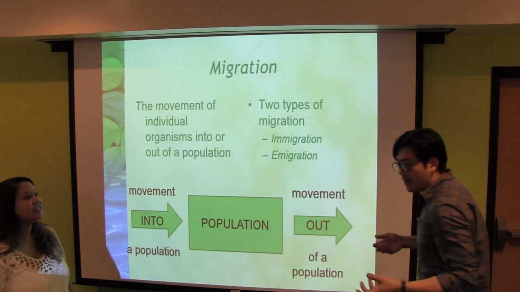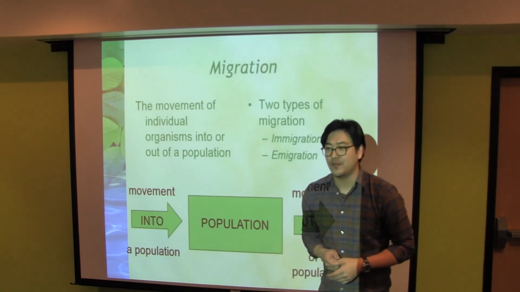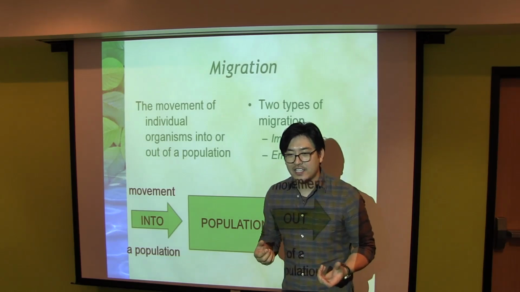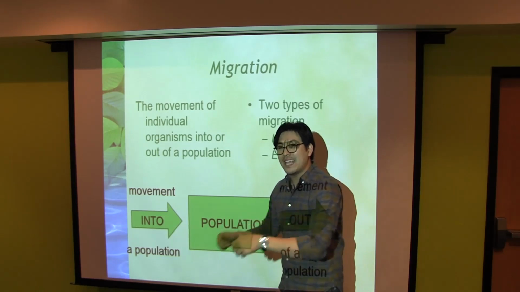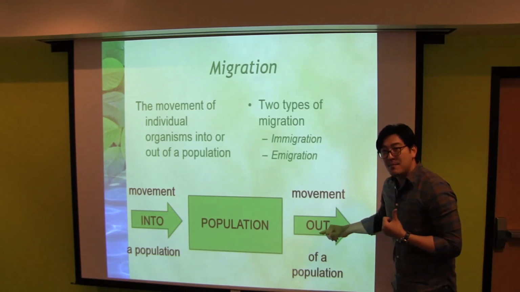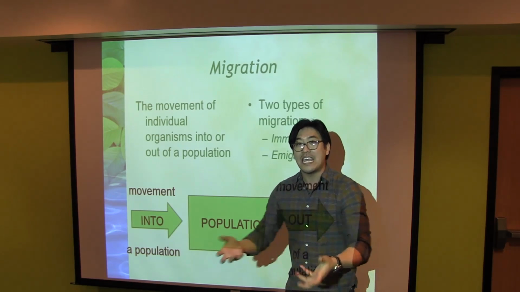Right now, a good example of this is actually my parents. My parents are native from Korea, and they basically decided to come to the United States in order to chase the American dream. So in the process of them moving out of Korea, they were actually emigrating out, and then as soon as they arrived in the United States, they were immigrating in.